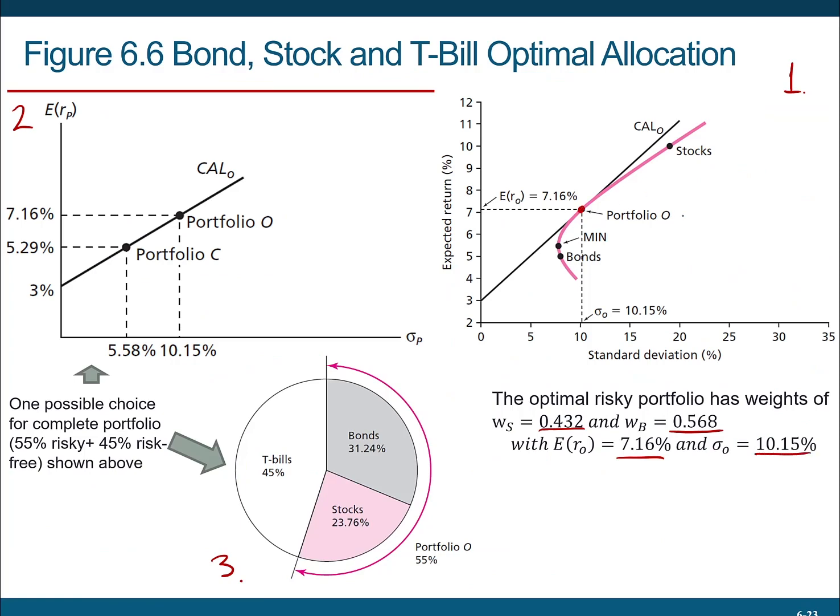That's gonna be our optimal risky portfolio. Usually you're going to call that portfolio O, optimal risky portfolio. So that portfolio will have about 43% in stocks, 56% in bonds. Great. Fantastic. So what's the next step?